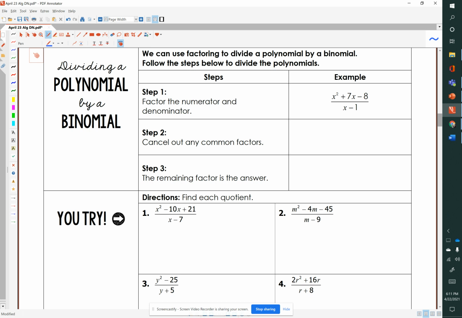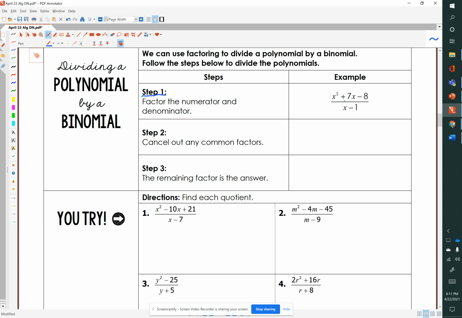So we are going to divide a polynomial by a binomial, and we're going to use factoring. As I told you, factoring is going to play heavily into our work for the next few weeks and through the rest of the term. So we're going to follow some steps. Step 1, we factor the numerator and the denominator.